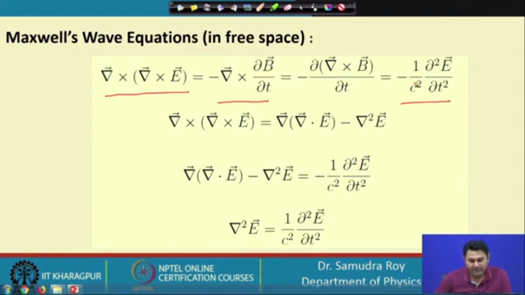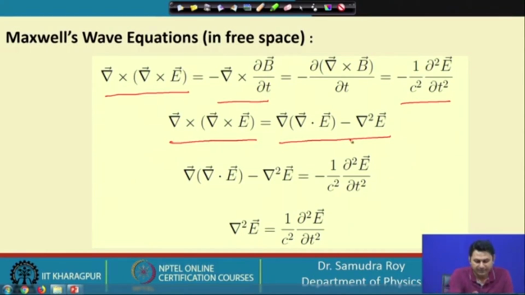Now, the next thing is this curl cross curl E. I would like to expand this in this form. This is a well known expansion of how a curl cross vector is expanded. The first term is grad dot grad dot E minus grad square E. So, this is a well known vectorial equation we use in almost all cases. So, we are doing these things here.